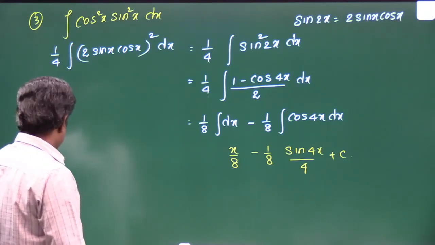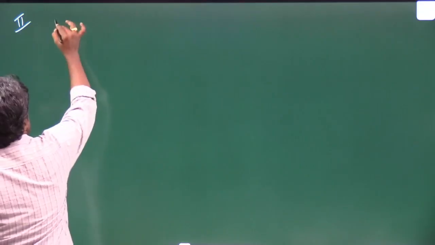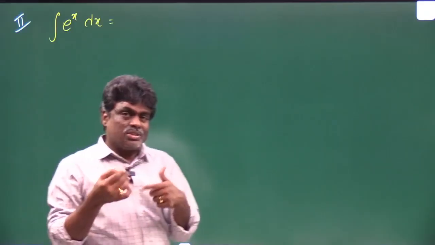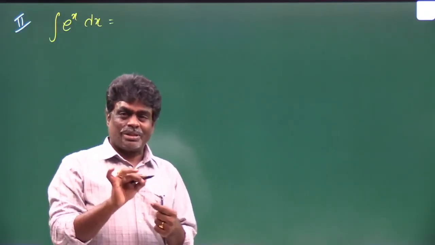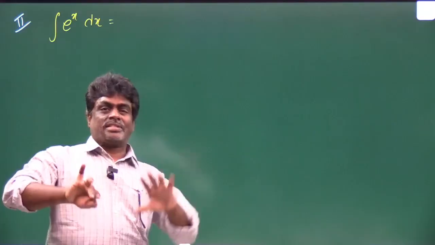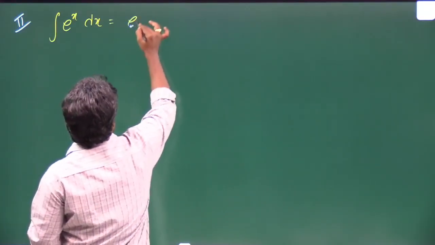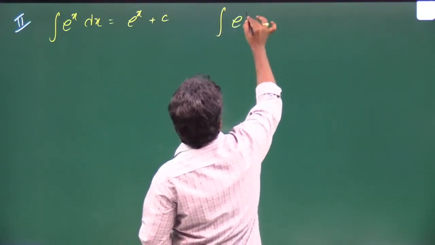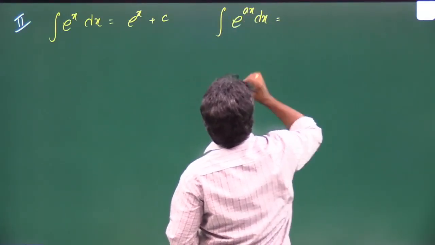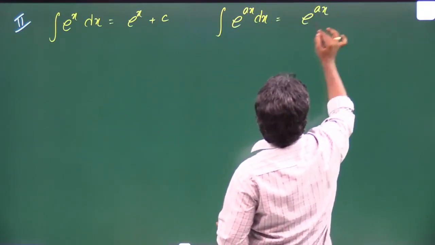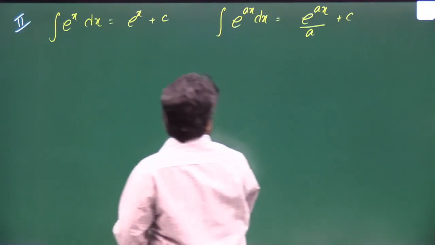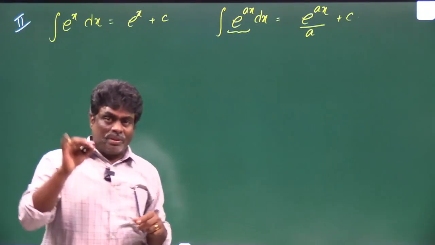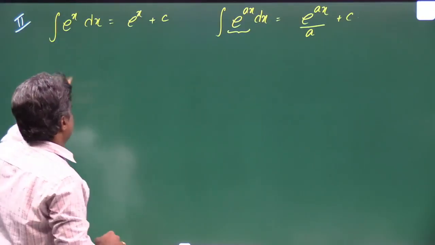Right, let us take the next one. We have the integral of e raised to x dx. What is the differentiation of e raised to x? e raised to x only. So the antiderivative of e raised to x is also e raised to x, of course plus c. And if you have the integral of e raised to ax dx, same thing: e raised to ax by a plus c. Because if you differentiate this again, you have to get back to this integrand. If you differentiate the answer, you have to get the integrand.